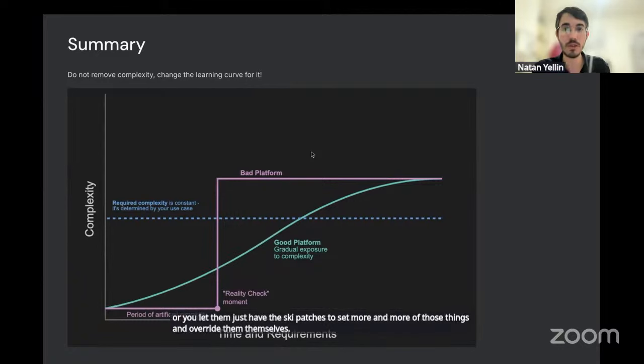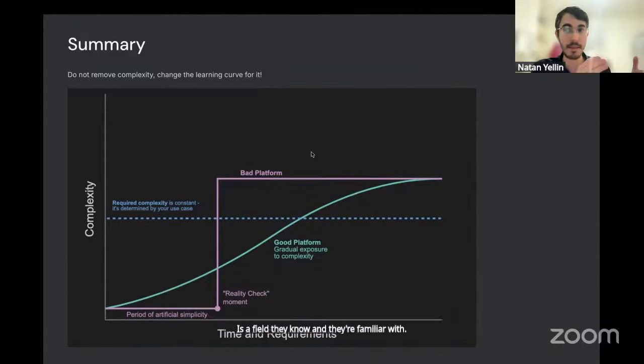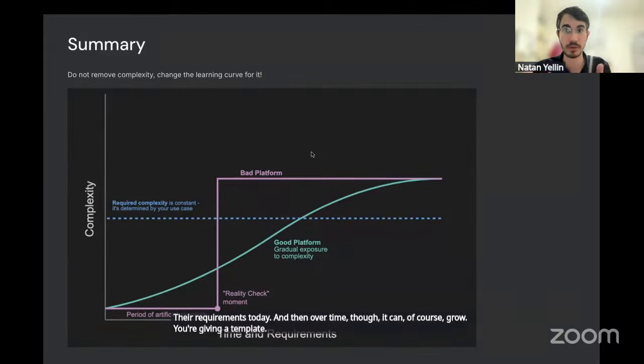But the minimum viable platform is just giving them a really good template or starting place where they only have to fill in one field to get started. That is a field they know and they're familiar with. That matches their requirements today. And then over time, of course, it can grow. You're giving a template, you're giving a paved path, but they're allowed to deviate off of that.